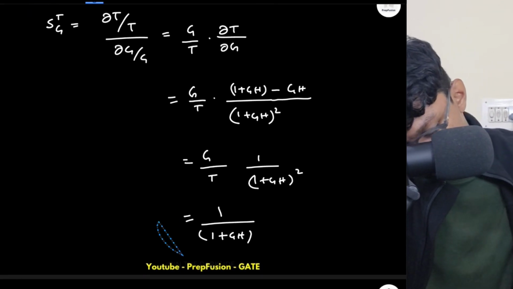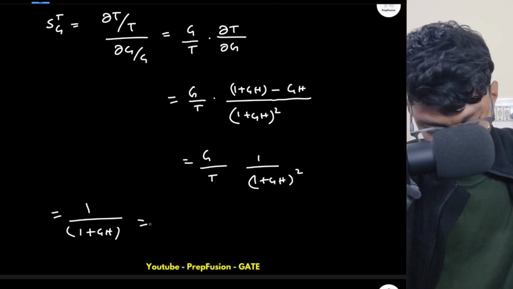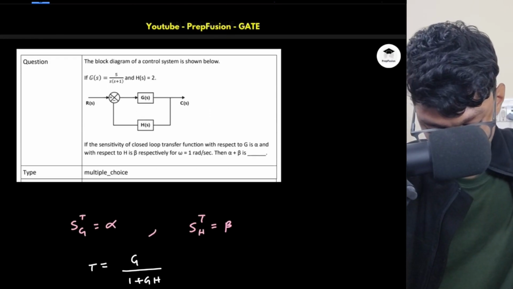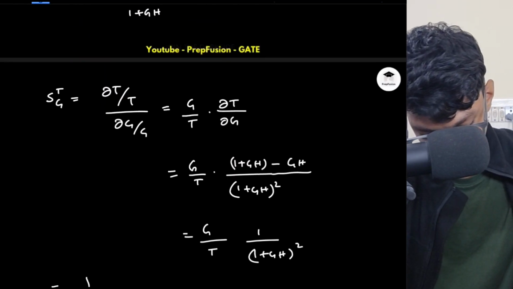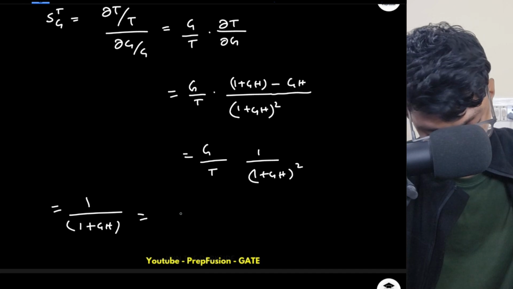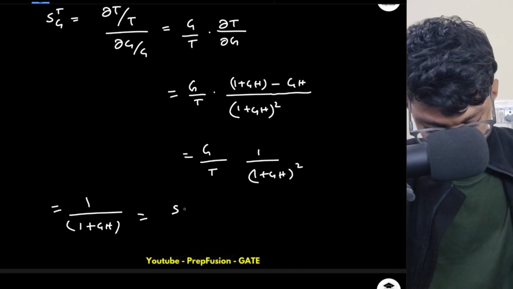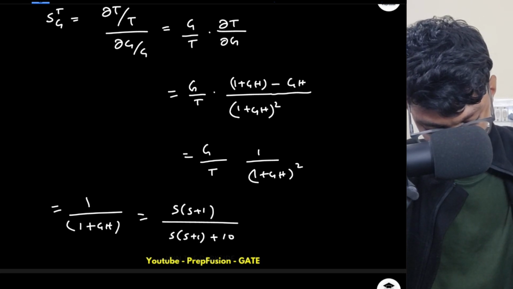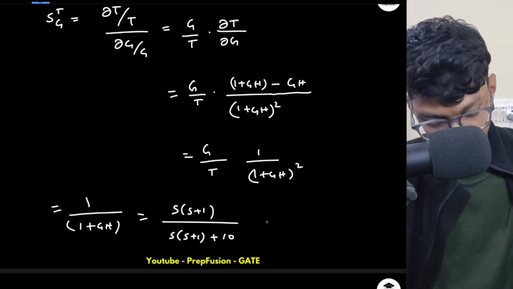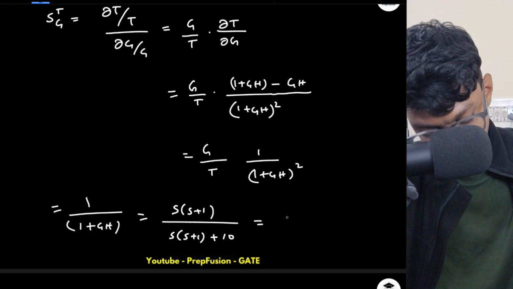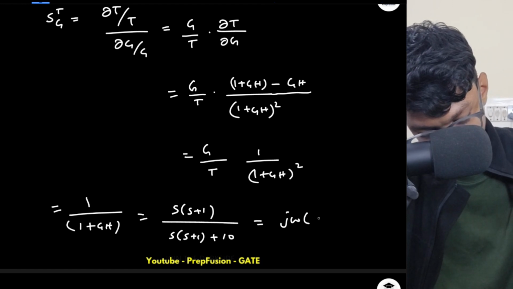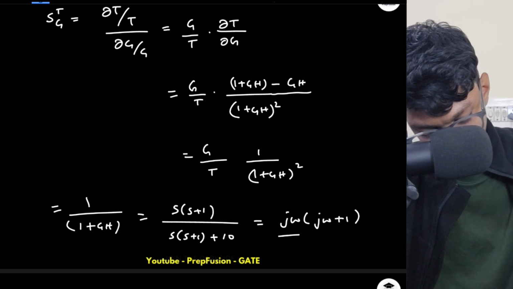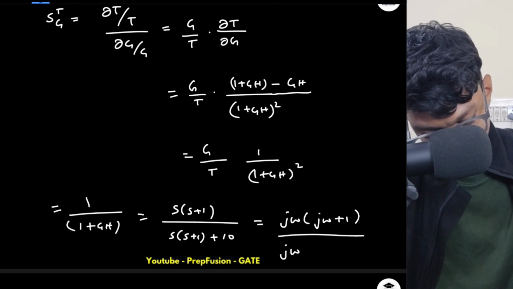Okay, so now I will put the S value. Okay, in terms of S, what is it? So G of H of S is 10 by S into S plus 1. So this ultimately becomes S into S plus 1 divided by S into S plus 1 plus 10. Okay, this is what this becomes. Now I can write this as, I can replace S with J omega. This will be J omega into J omega plus 1 divided by J omega into J omega plus 1 plus 10.